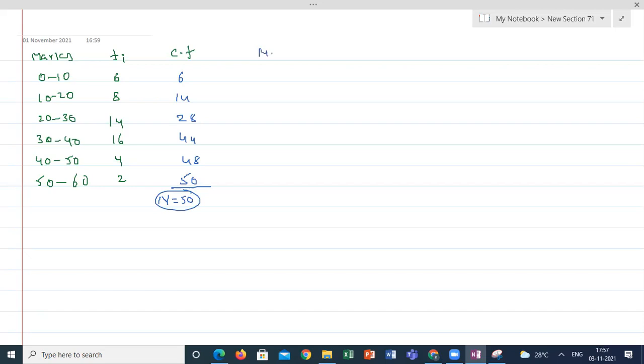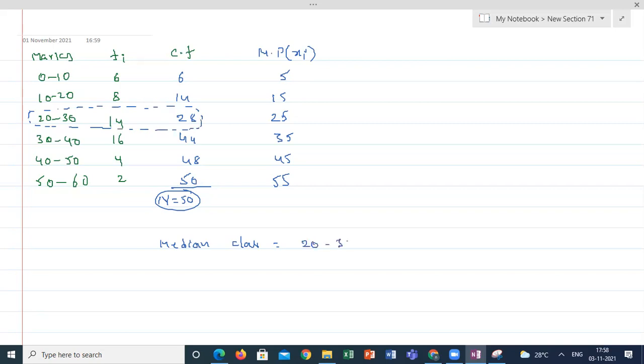Once I got the cumulative frequencies, the midpoints give the xi values 5, 15, 25, 35, 45, and 55. It's very simple, the average of the class interval. So our job is calculation of the median. The total number of observations is 50. So how to calculate the median? The median class is where the 25th observation lies, the 25th and 26th observations, so your median class is 20 to 30. From here your L value is 20.